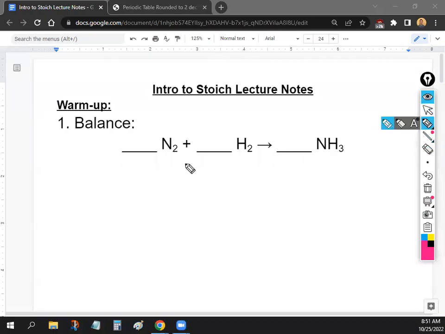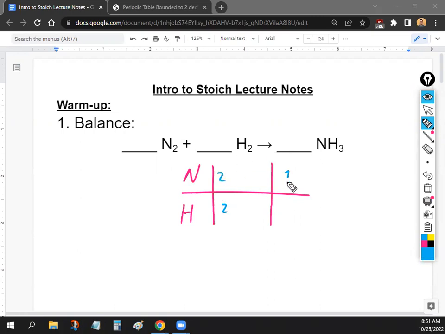So I'm just going to talk myself through it. But basically, you count the elements on both sides. So we got nitrogen and hydrogen on both sides. There are 2 nitrogens, 2 hydrogens on the left. And on the right side, you got 1 nitrogen and 3 hydrogens. Okay. So hopefully you guys got that for your initial counts.